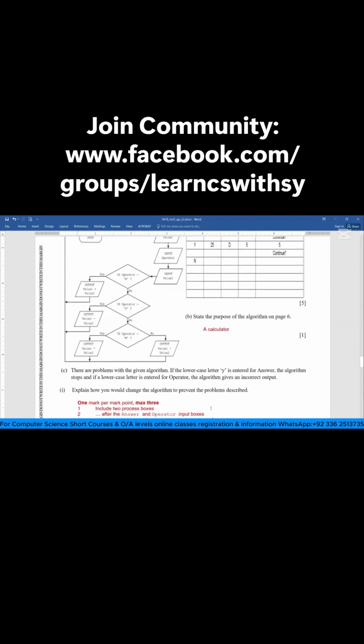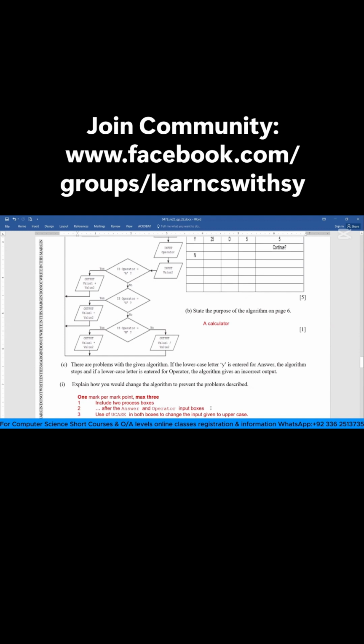See, explanation is needed. Explain how you would change it. So what we can do is use two process boxes after the answer and operator inputs are taken. And we can use a UCASE function, as you remember, to change the input to uppercase. That is one option. A child can write that after the two inputs are taken, I am going to use two process boxes and the UCASE function to convert them completely to capital letters. So if it's already capital, nothing is going to happen. But if it's not capital, then it will convert to capital.